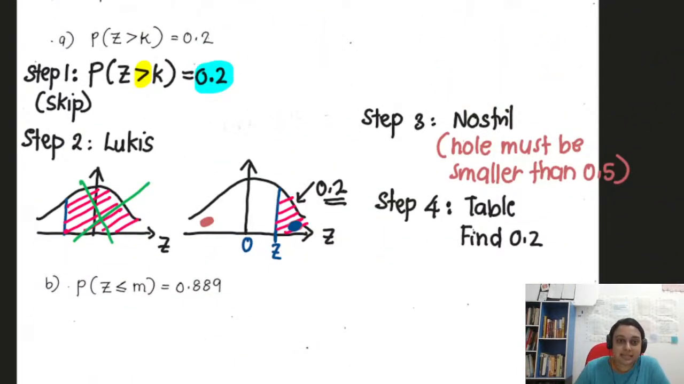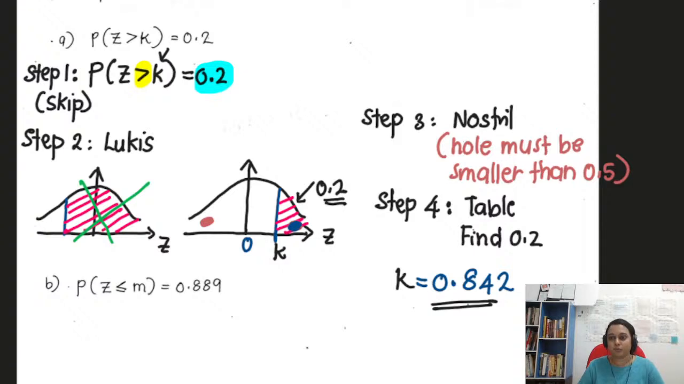So the answer is the Z. Z kita ialah 0.842. So dah dapat nilai Z. Tapi actually this is not the Z. This is actually K. Okay, ini ialah K. So K, right, is the one you're finding. So K is 0.842.